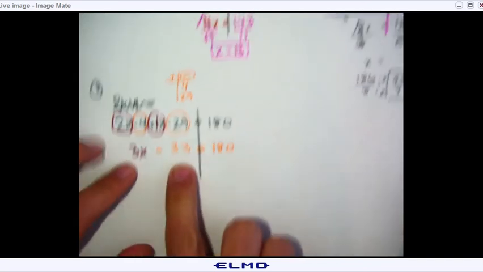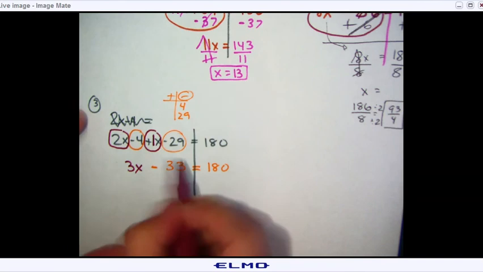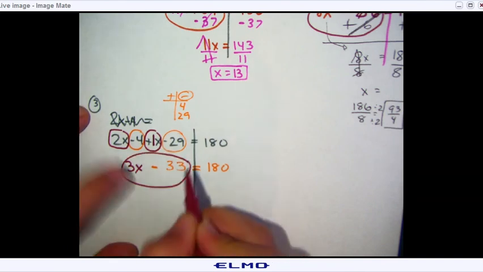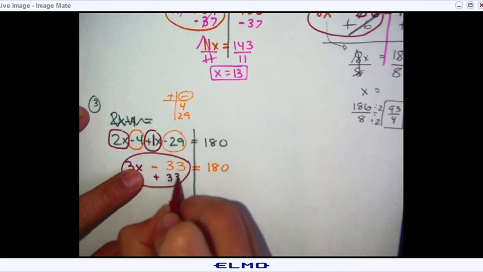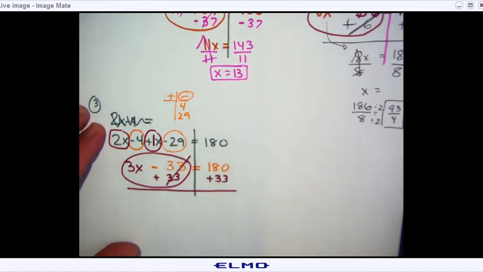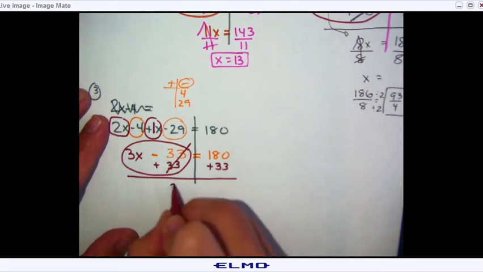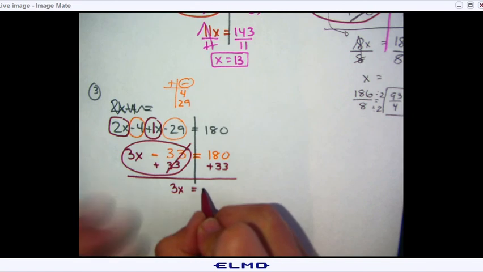And again, you're doing the same thing as the other problem. So then we go ahead and add 33 to both sides. That makes it a 0. What comes down? And we add 180 plus 33 is 213. Right? And then what do we do over here?